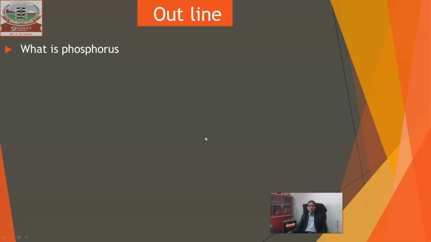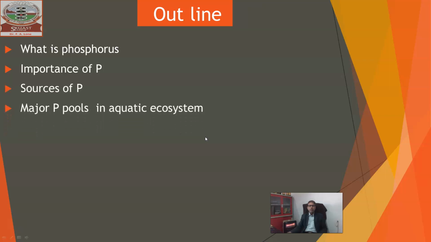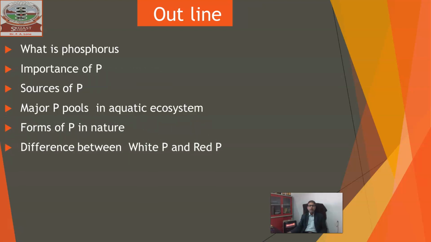The broad outline of this lecture is what is phosphorus, importance of phosphorus, sources of phosphorus, major phosphorus pools in aquatic ecosystem, forms of phosphorus, then the difference between white phosphorus and red phosphorus.